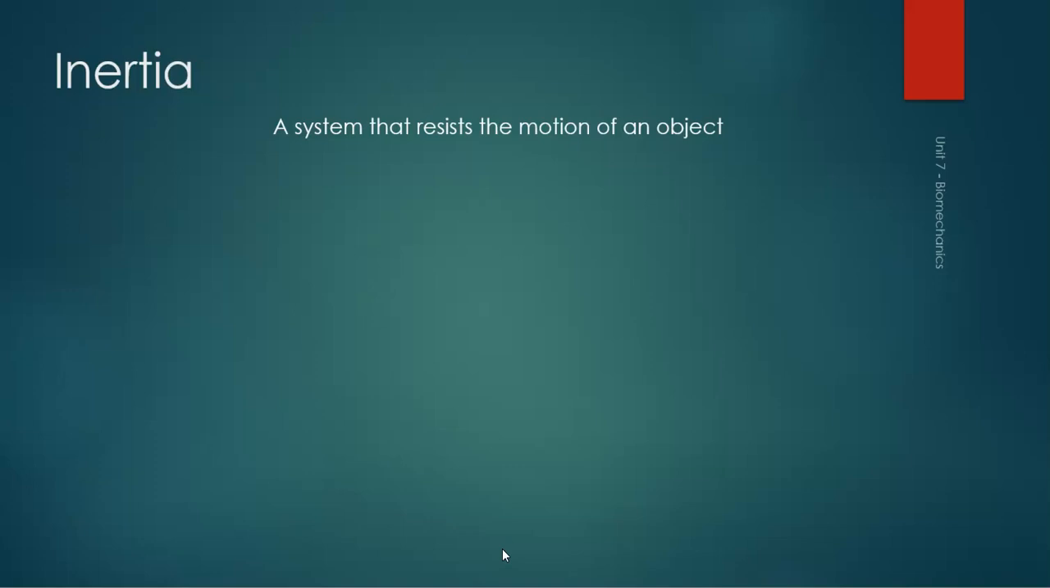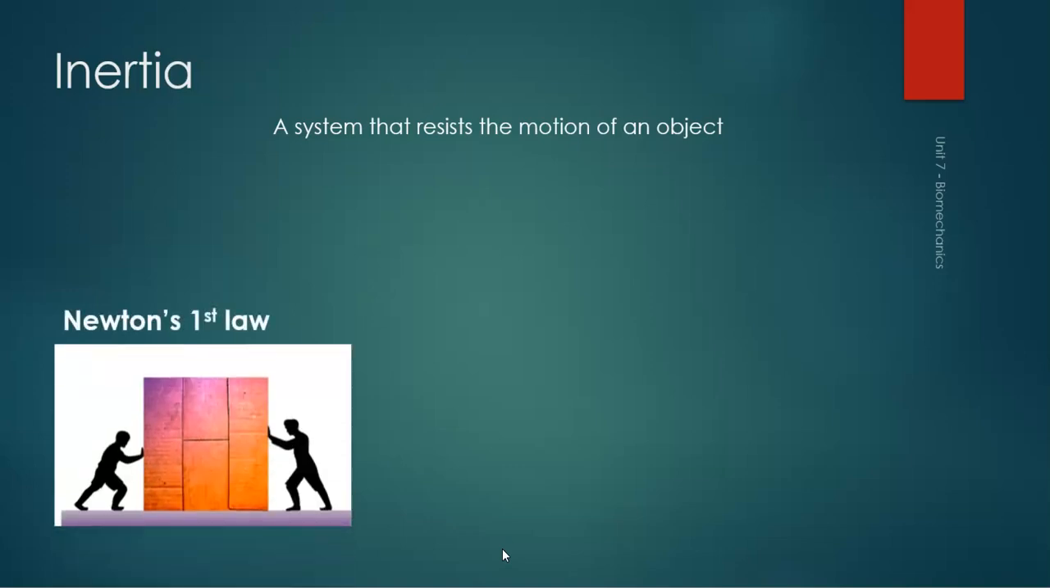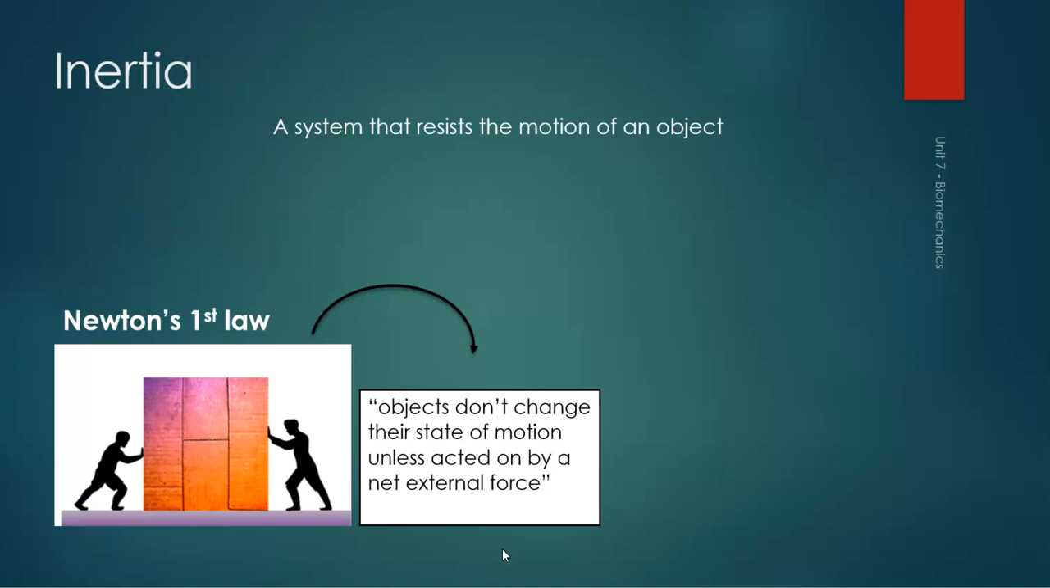It is a system that resists the motion of an object. This tendency is connected to the mass of an object. Therefore, if the mass is bigger, usually the inertia is greater. This is part of Newton's first law, which states objects don't change their state of motion unless acted on by a net external force.